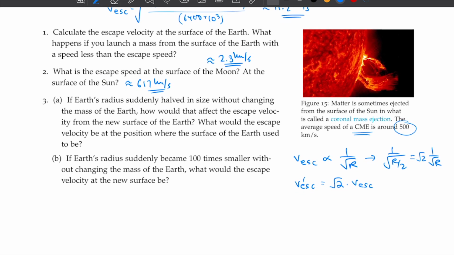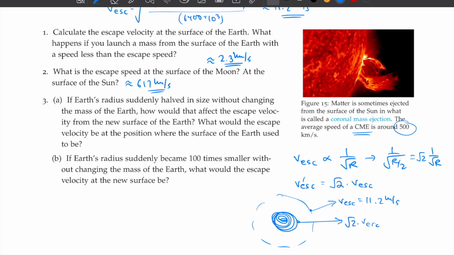If I were to just visualize that, this was the old surface of the Earth. Earth compressed into an Earth that has half the radius. Then the escape velocity at the surface there is going to be root 2 times the previous escape velocity. At the old surface, the escape velocity is still 11.2 kilometers per second. It really depends just on the distance. How far away are you from the center of the planet? That's really what determines the escape velocity from that point.